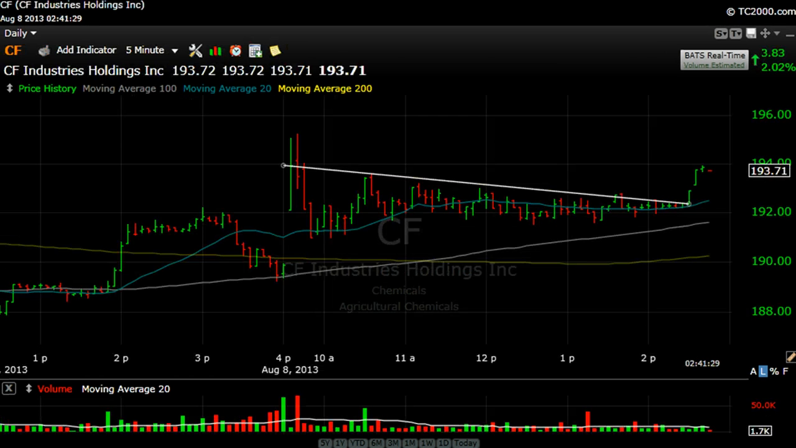CF had a nice triangle pattern or trend line right here. You could have entered it probably right around this zone if you waited towards the end of the day and traded it for a little bit. I didn't watch it too much longer, but it could have been a trade setup.